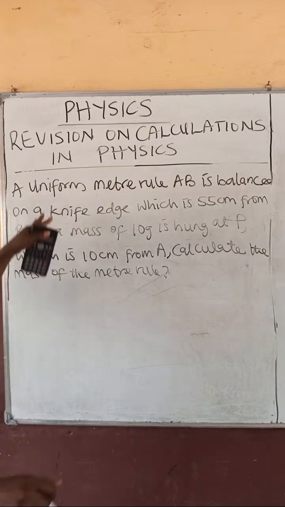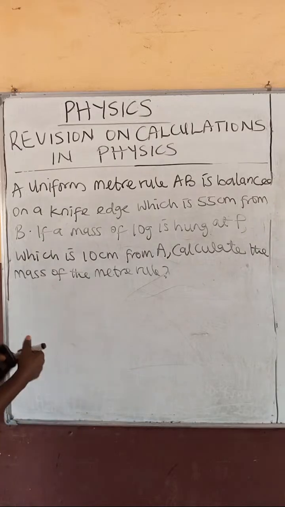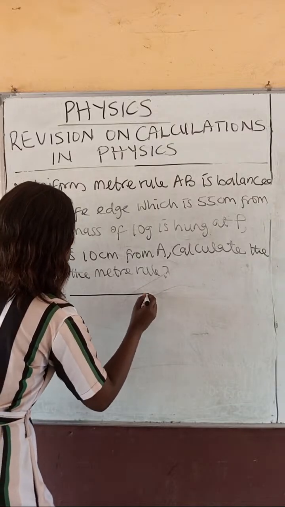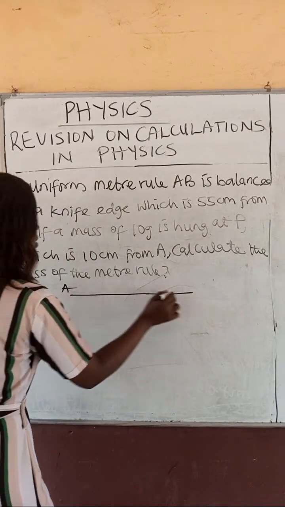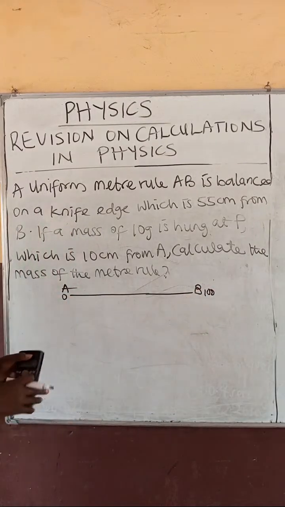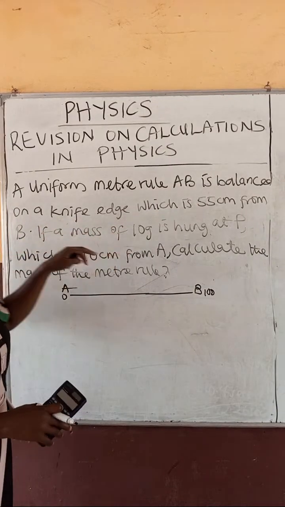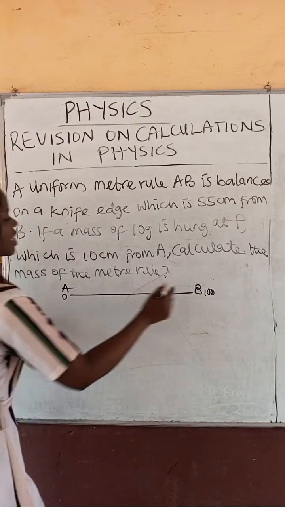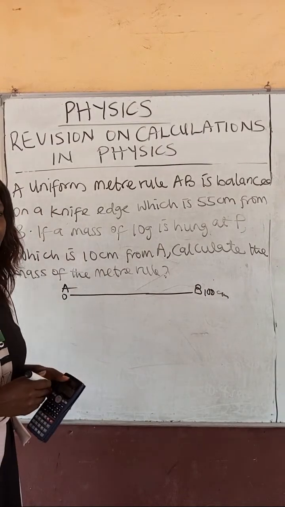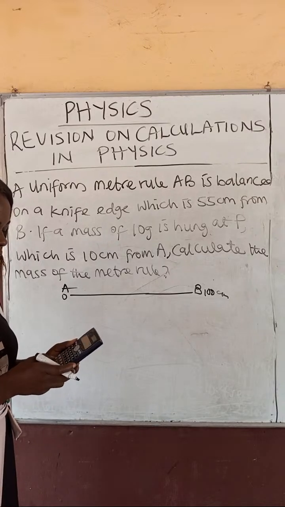It will give us an insight on how to tackle this question. Okay. Now, if we say a uniform meter rule ranges from 0 to 100, okay, so I'm going to draw. This is the meter rule, and this is A, B. That means this is 0 and this is 100. Do you understand? All right. It is balanced on a knife edge, which is 55 cm from B. And if B is 100 centimeters, then 55 cm from 100 centimeters is placed where? Just like saying 100 minus 55.